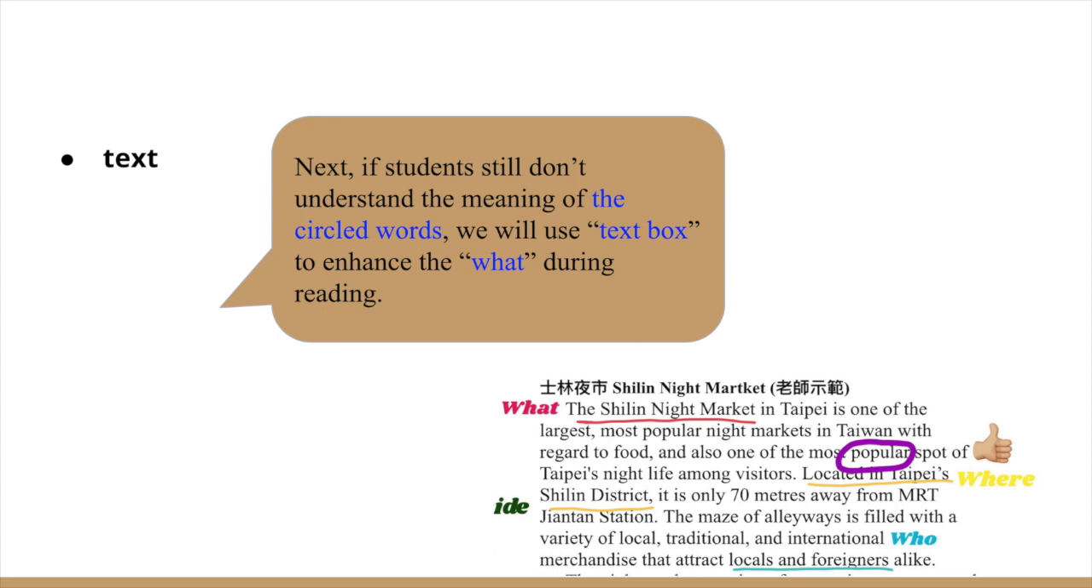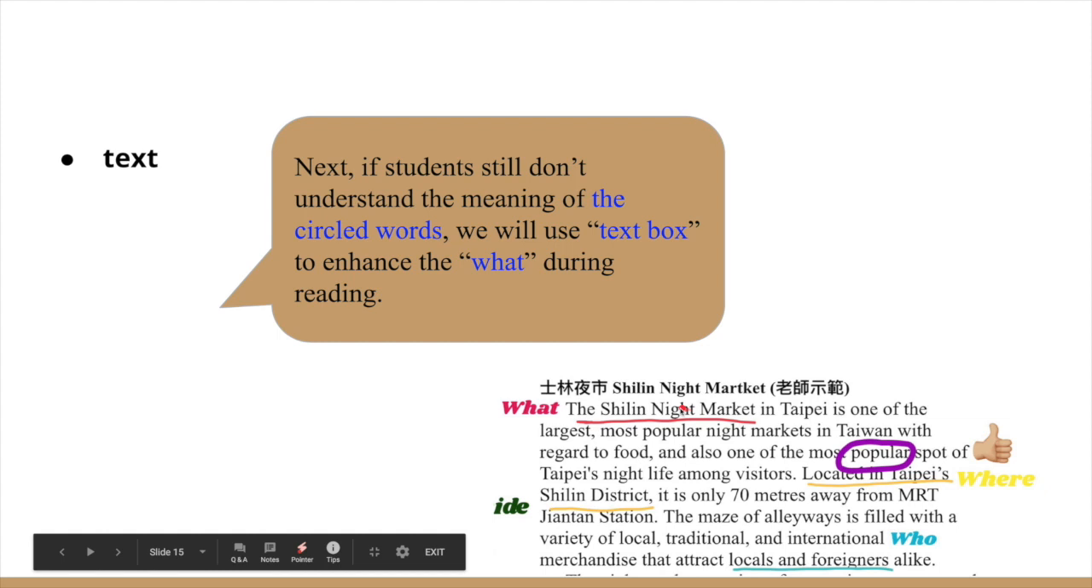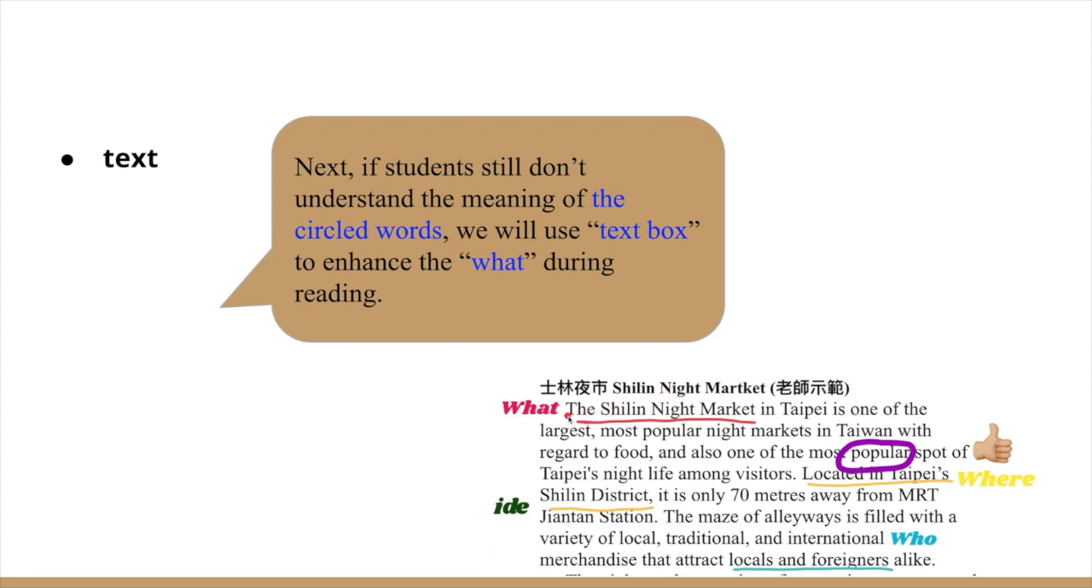However, when the teachers use underline and circle, they had one concern about the two semiotic tools. If students still don't understand the meaning of the circled words, they would use a text box to enhance the "what" during reading. As you see in the screenshot of the annotations made by one teacher, Shilin Night Market here is underlined to indicate the information of "what".